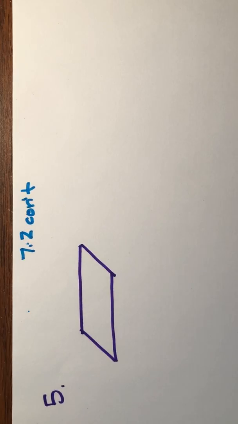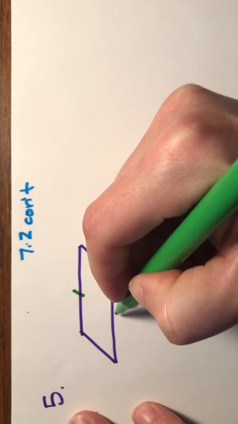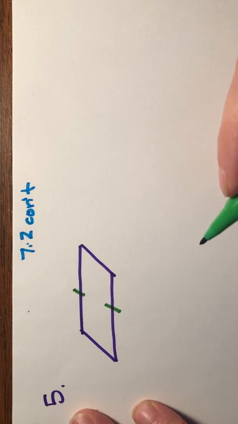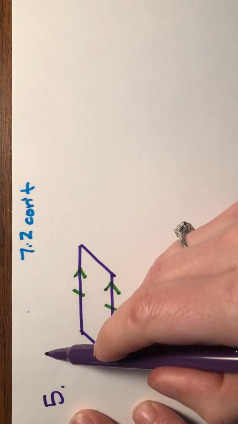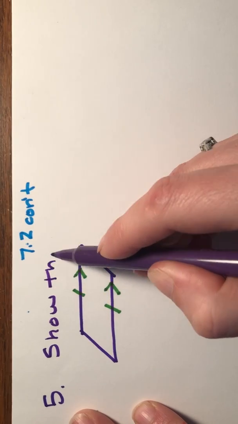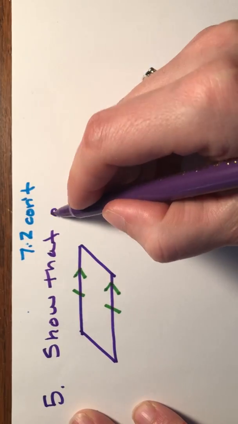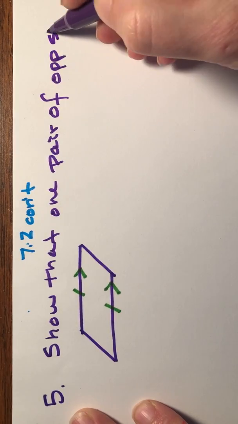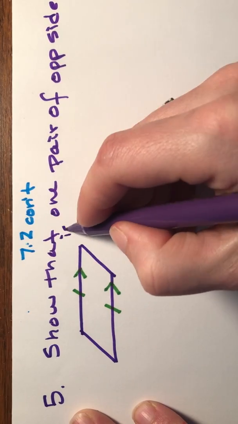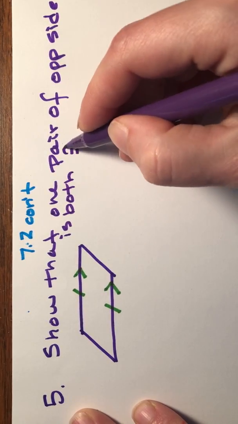Okay, there's one last way to show that a quadrilateral is a parallelogram, and that is a combination of the two different ways. If we can show that one pair of opposite sides is both congruent and parallel, then we can say that it is a parallelogram.